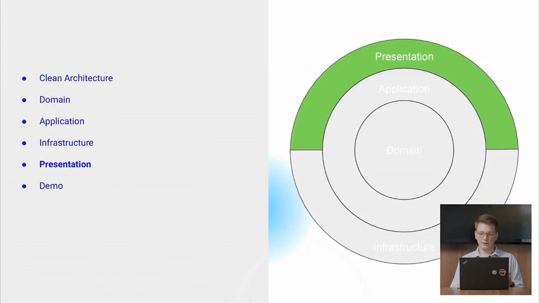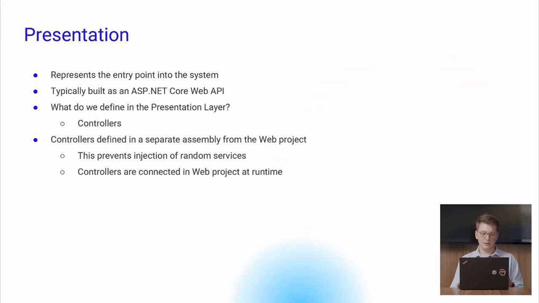And the last layer in the clean architecture is the presentation layer. The presentation layer represents the entry point into the system. It is typically built as an ASP.NET Core web API. And you'll see that this layer is very simple. All that we define here is controllers.